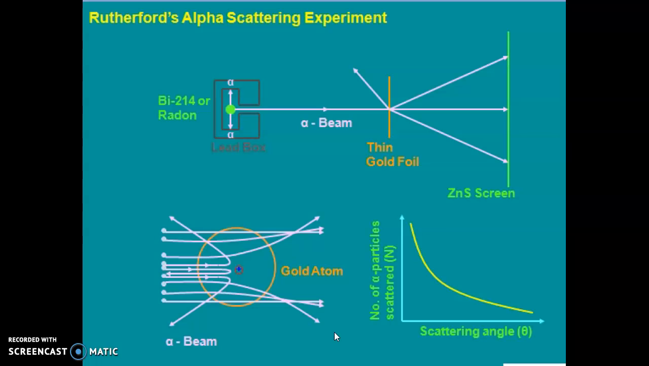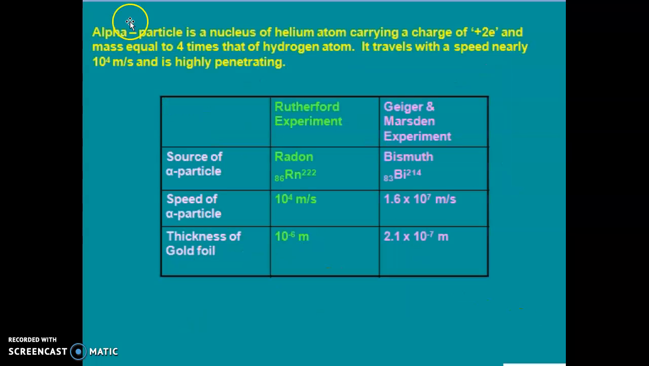That's why Rutherford also made a graph between scattering angle and number of alpha particles scattered. So a curve was obtained like this. This means most of the particles suffer a very small scattering angle. A very small angle of scattering is there for most of the particles. So based on these observations, he concluded the following.